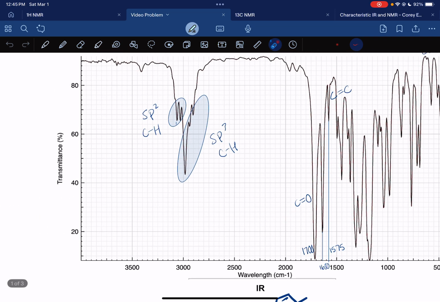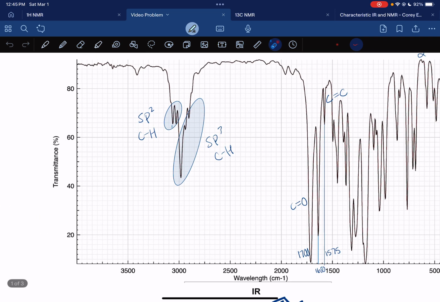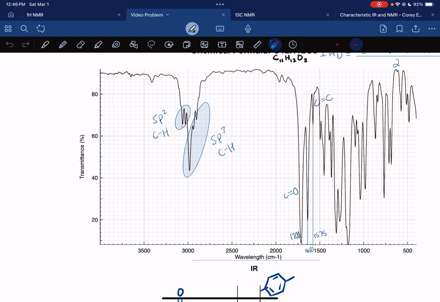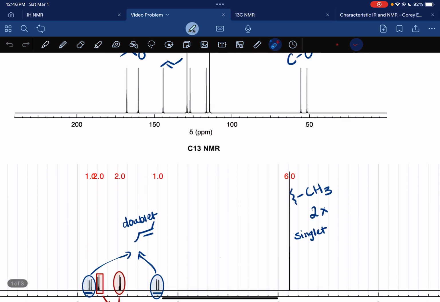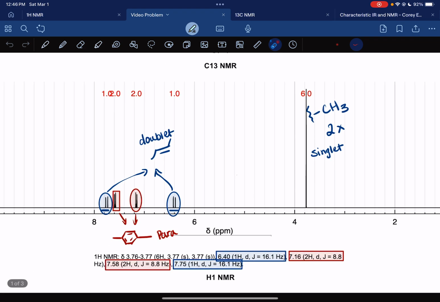And then as we take a look a little further, right underneath the 3000 mark, we have some peaks here, and this indicates sp3 carbon-hydrogen bonds. And to the left, a little bit greater than 3000, we have a few peaks, and this indicates the sp2 carbon-hydrogen bond. So from this piece and this piece, we can safely assume that we have an aromatic ring. So now let's look at the hydrogen spectra.